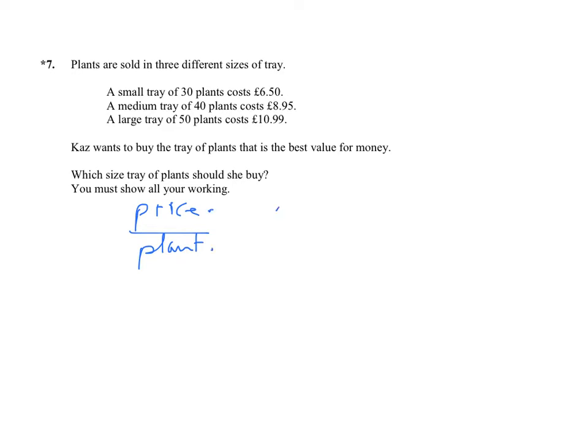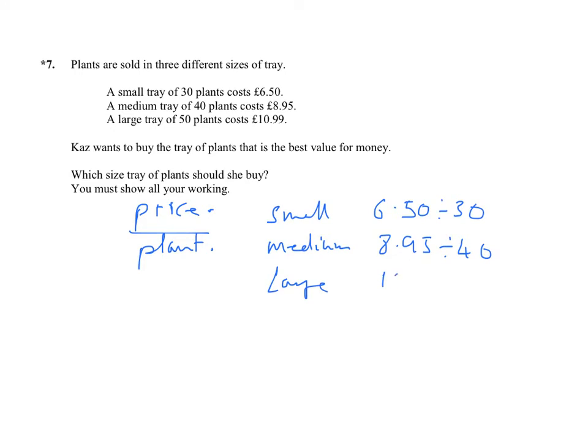So for a small tray, it would be £6.50 divided by 30. For a medium, it's £8.95 divided by 40, and for a large, that's £10.99 divided by 50. Type those in the calculator and look for the smallest.